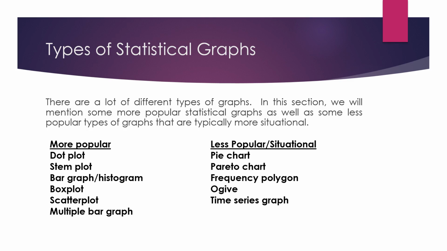Some less popular, situational graphs that I do want to bring up because it is important to acknowledge there are other types. Sometimes if your data is specific, you might need to research a type of graph that you've never heard of before. So some of these less popular for us are pie charts, Pareto charts, frequency polygons, ogives, and time series graphs.